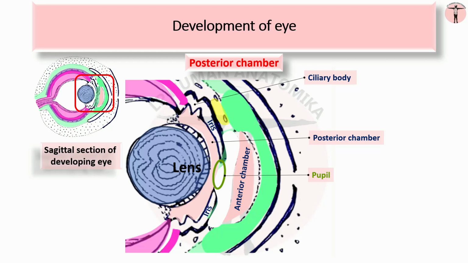Now, the posterior chamber communicates with the anterior chamber through the pupil and are filled with fluid called the aqueous humor produced by the ciliary process of the ciliary body. The clear aqueous humor circulates from the ciliary body to the posterior chamber and then into the anterior chamber, providing nutrients for the avascular cornea and lens.